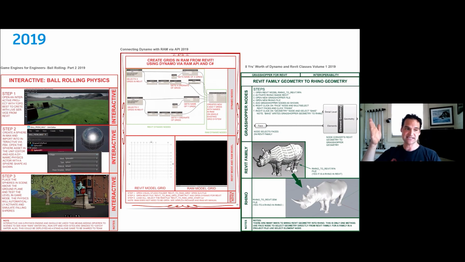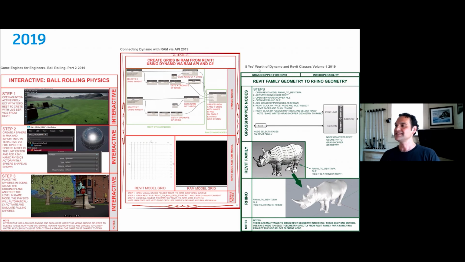We talked about ETABS and SAP, now this is RAM. In this case, we took some grids out of Revit and placed them into RAM structure. That was a lot of fun. Remember, Dynamo is not just for Revit, it could be for other things. I've even connected it with Photoshop. So Dynamo can connect with other things.